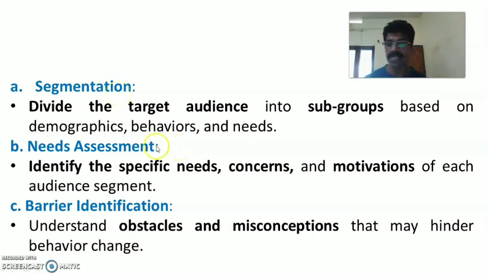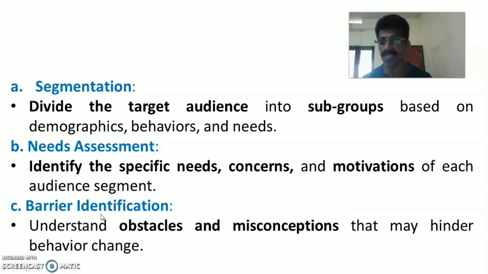Then after segmentation we assess the needs of these particular people. Identify the specific needs and the concerns of the people. After understanding needs and concerns we motivate. Each audience segment, that is each subgroup, has to be motivated based on their need. So identify the specific needs and concerns of the individual, family and community, and motivate each segment of the subgroups. The third step is barrier identification.